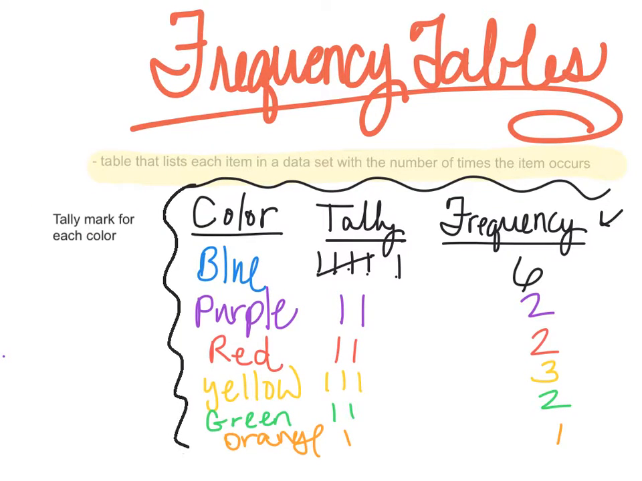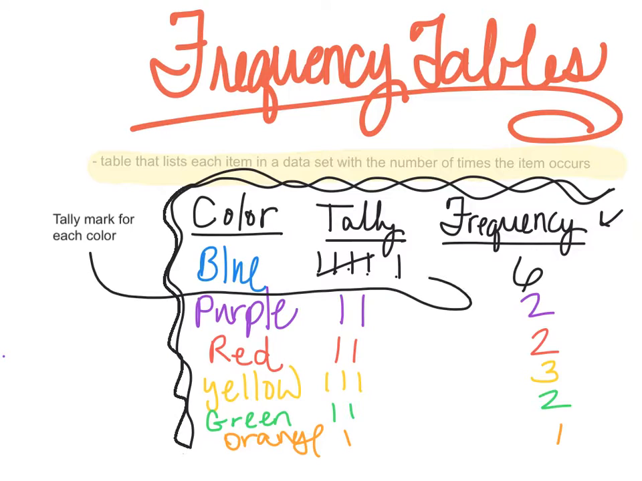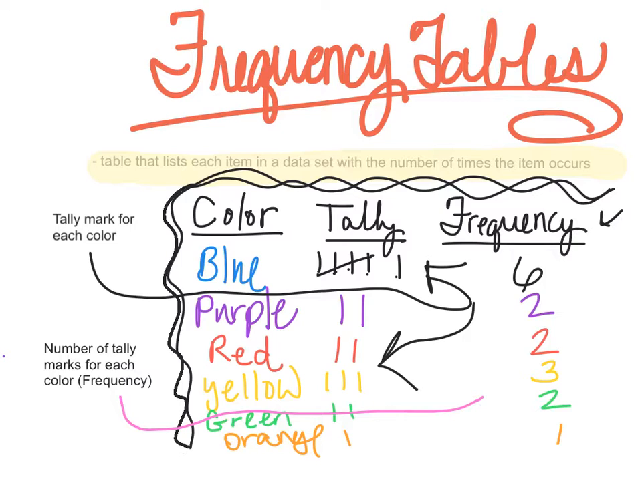Okay, so here's our frequency table. This whole table is our frequency table. And here is where we made tally marks for each color. And here is the number of tally marks for each color, or what we call the frequency. Alright, so this whole thing is our frequency table.